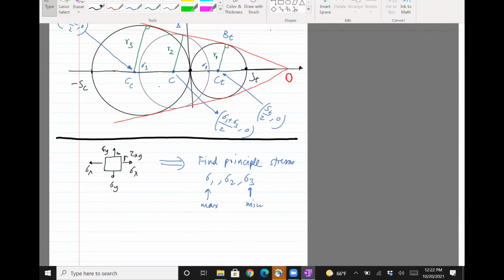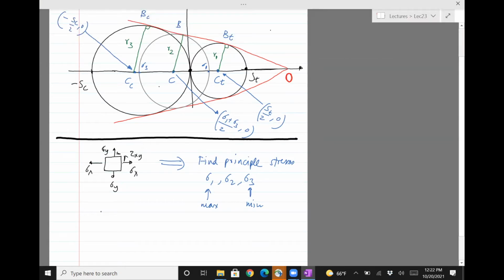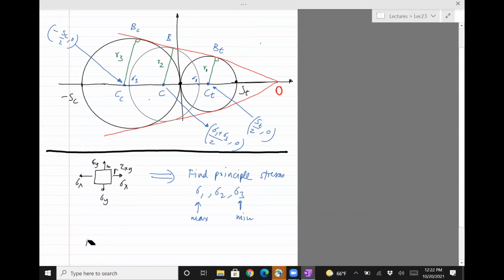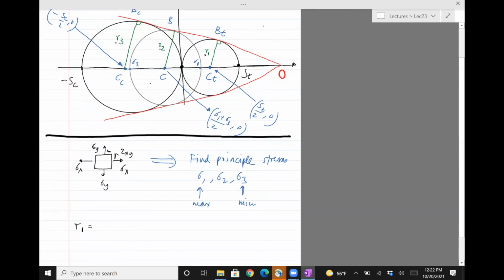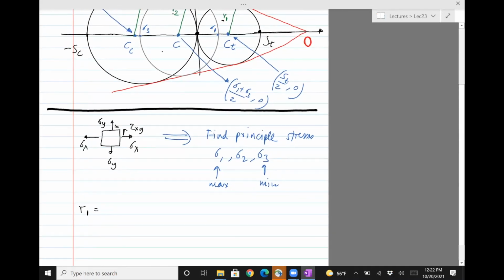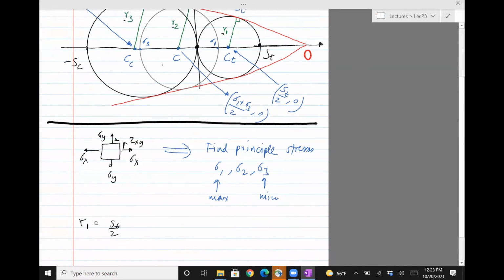Okay, let's write down. Well, I think I've written down the centers, but these radii are easy to figure out. The radii can be found given that we know what the principal stresses are, right? Principal stresses are S. Sigma or gamma? There's no gamma anywhere here. Oh, sorry, this is R. This is the radii. So the radius R1, you can see, is half of ST, and then R3 is the easier one, right? It's half of SC.